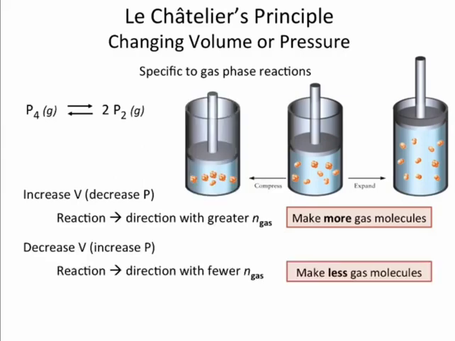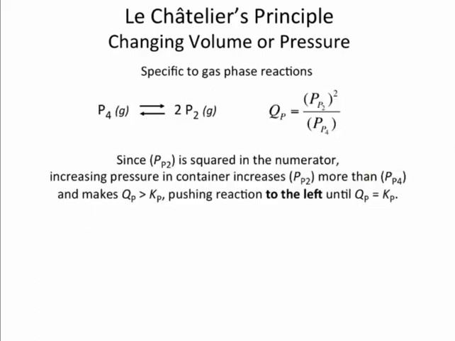The other way around, right, if you decrease the volume or increase the pressure, well, now your system's going to try to make fewer gas molecules to lower the pressure a little bit, if it has that option, right? And so the reason it does this is because of Q and how it relates to K.